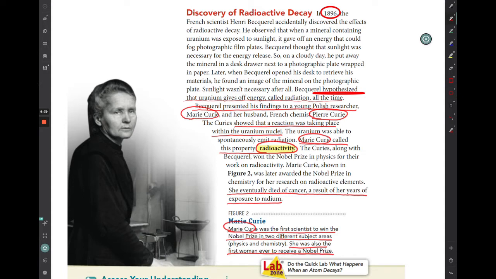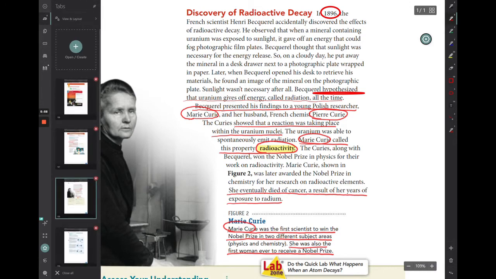She kind of came up with the X-ray machine that was used on the battlefields during war. But she was the first woman to receive a Nobel Prize and the first person ever to receive a Nobel Prize in 2 separate categories.